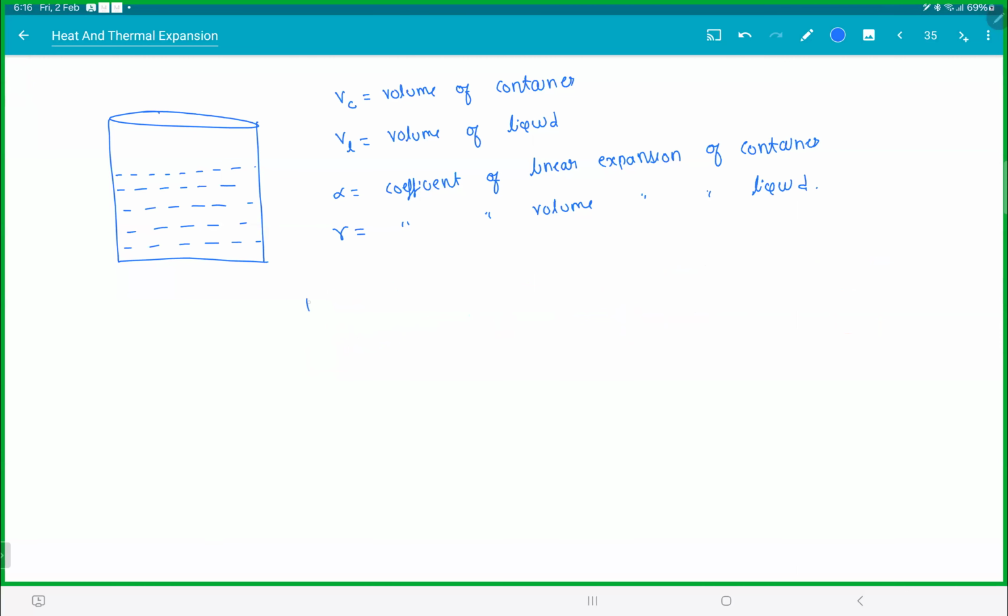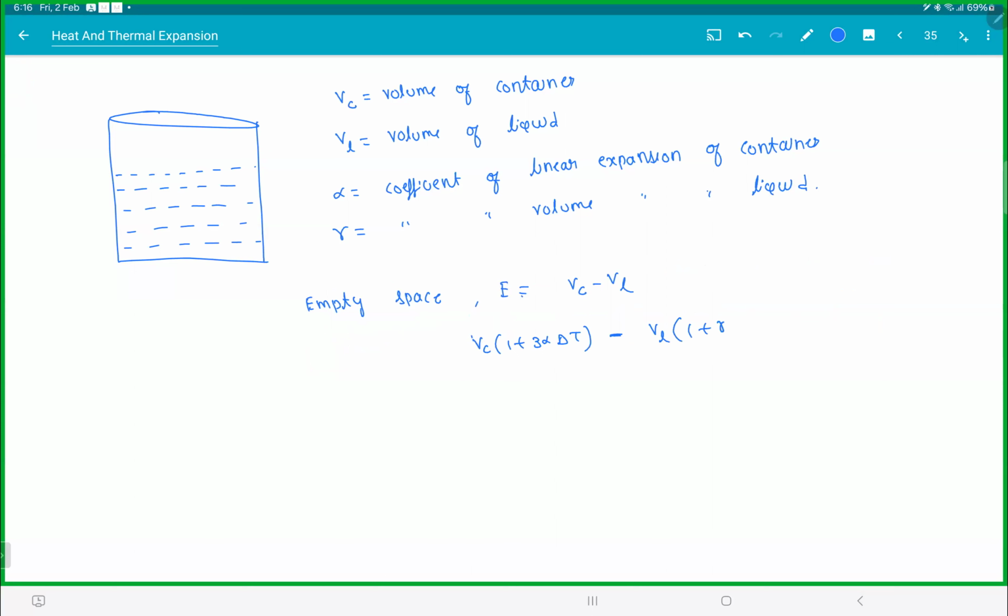So what is empty space? Initially, empty space, let's call it E, is nothing but the volume of the container minus the volume of the liquid. Now you're saying when you change the temperature, this should still remain the same. So this will be Vc into 1 plus 3 alpha delta T. This is the new volume of the container.